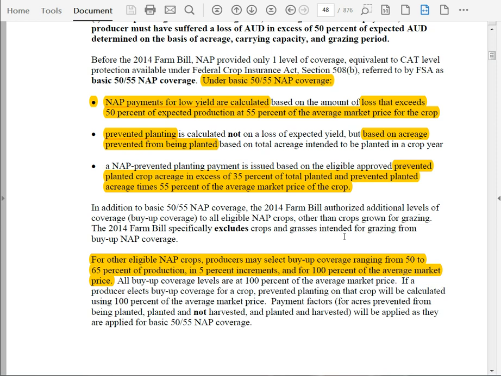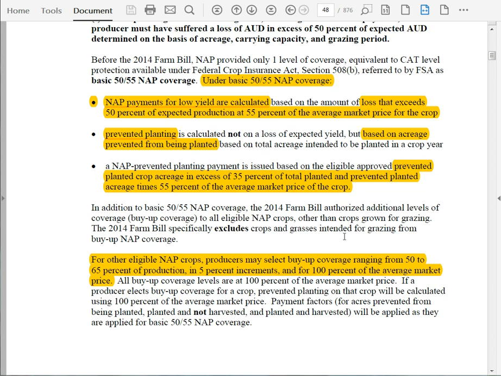For example, if a producer suffered a 60% crop loss, we would compensate them for the difference between their deductible and the actual crop loss. In this case, we'd issue a payment on 10% of the lost crop. Once we calculate the amount of production eligible for payment, the payment itself would be calculated using 55% of the average market price for that crop.